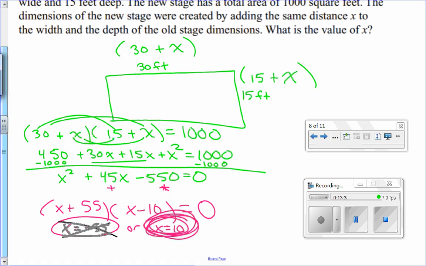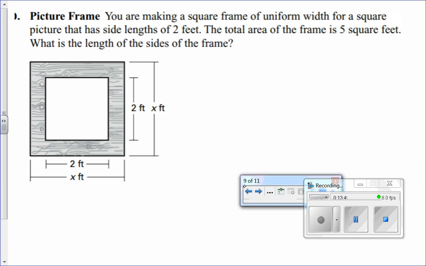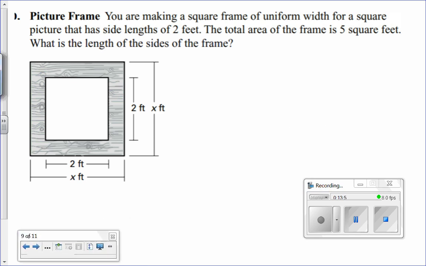All right. And finally, our problem that will separate the scholars from the non-scholars. The picture frame problem. Whew. Everybody take a deep breath. Repeat after me. I am a scholar. We can figure this out together. You're making a square frame of uniform width for a square picture that has side lengths of 2. The total area of the frame is 5 square feet. What is the length of the sides of the frame?